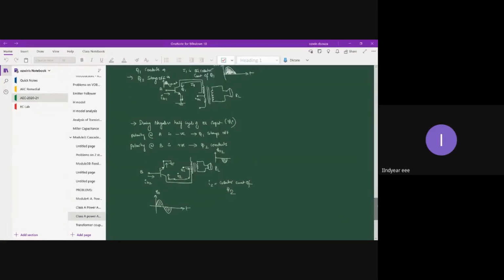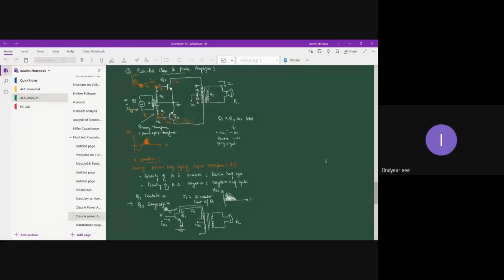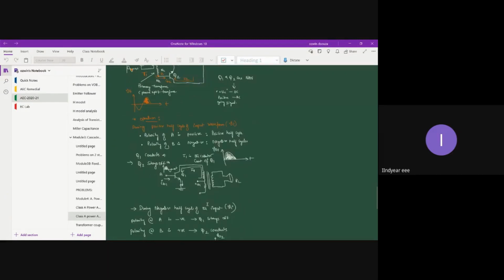Class B power amplifier is basically consisting of two transistors, right? One transistor will work for the positive half cycle of the input, say transistor Q1, and the second transistor, that is Q2, works for the negative half cycle of the input. At any given point of time, only one transistor is under operation. But by doing so, we can produce a full cycle output.